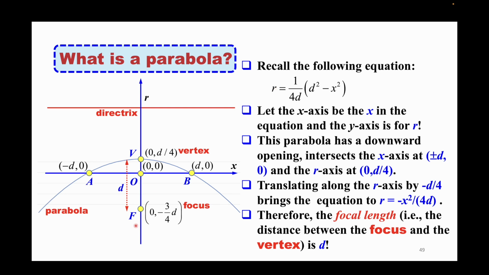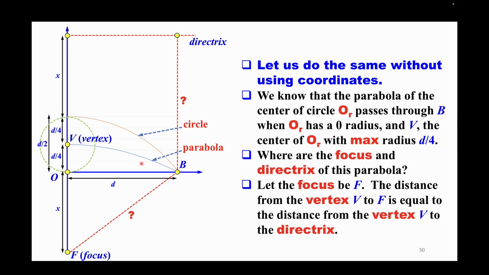And if we translate the parabola downward, so that V would be at the origin, we found the focus point is negative 3/4 D. So the focal length, the distance between the focus and the directrix, is D.